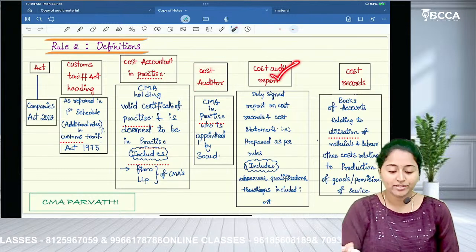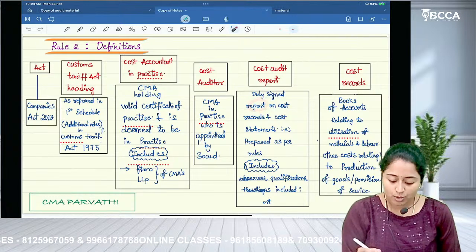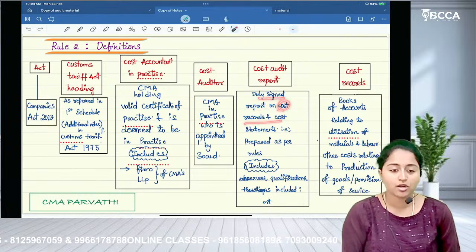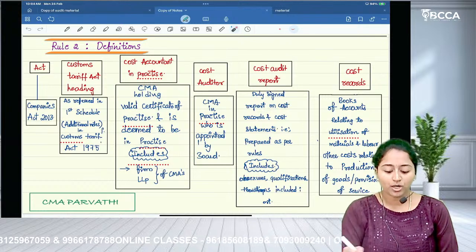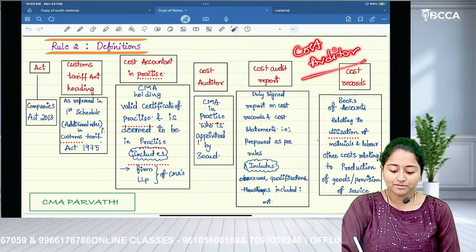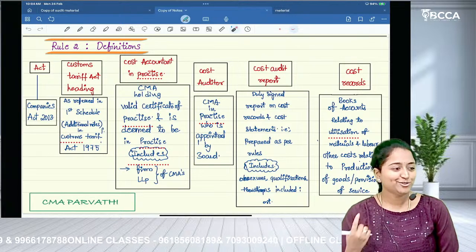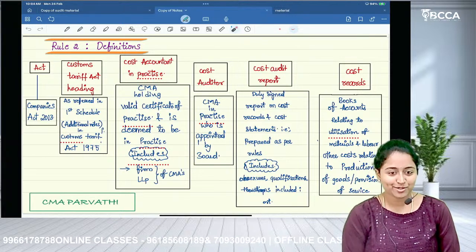Now, cost audit report. What is a cost audit report? It is a report which is duly signed on cost records and cost statements. Now, what will a cost auditor do? He will just come, sit in the AC room, in a rolling chair, go round and round and sleep. Is that his work?